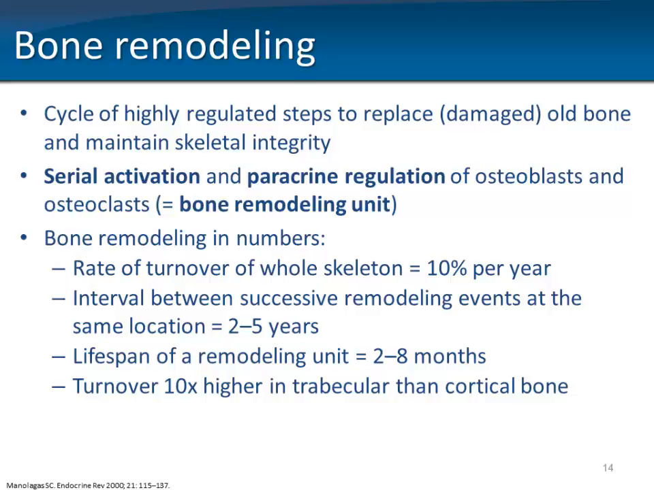And just some interesting numbers to raise your interest in bone remodeling. Did you know that the rate of turnover of the whole skeleton is approximately 10% per year? And if you look at an individual site, it can take up to 2 to 5 years for successive remodeling events to occur. And the lifespan of a remodeling unit is approximately 2 to 8 months. And what is interesting is that the turnover rate is 10 times higher in trabecular bone, for example, lumbar vertebra, compared to cortical bone, such as the femur.